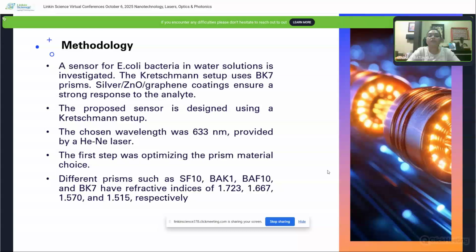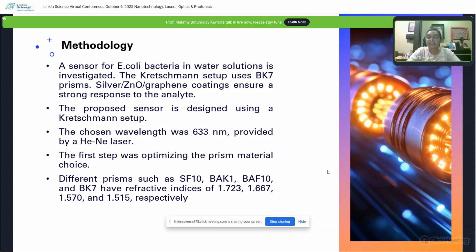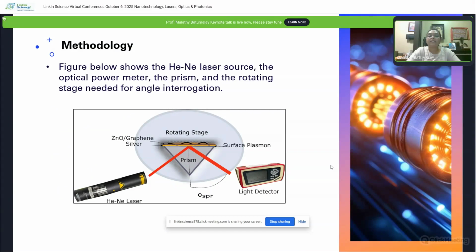The first step was optimizing the prism material choice. Different prisms such as SF10, BAK1, BAF10, and BK7, which have refractive indices of 1.723, 1.667, 1.470, and 1.515 respectively, were investigated. This is our setup.